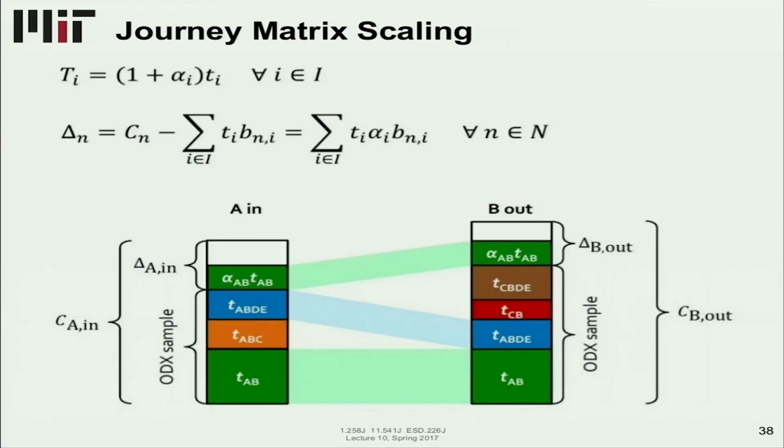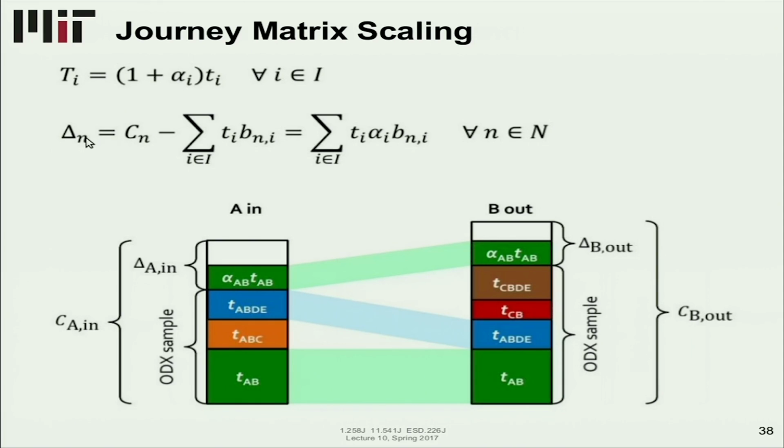And we have two equations. Uppercase T_i is the total scaled up itinerary demand on itinerary i. And we know that total is going to be 1 plus the scaling factor, where alpha is the portion over 1 that we want to scale by, times the observed or inferred flow on that itinerary i, which is lowercase t.